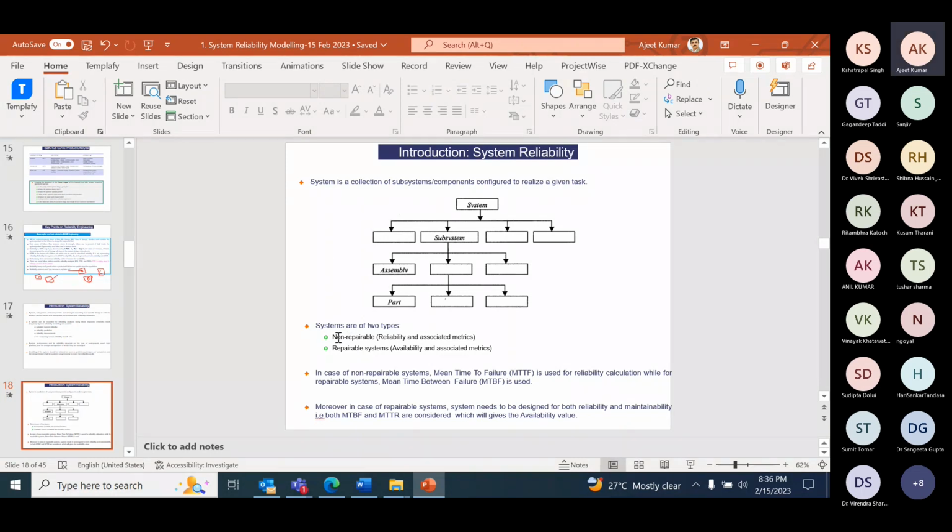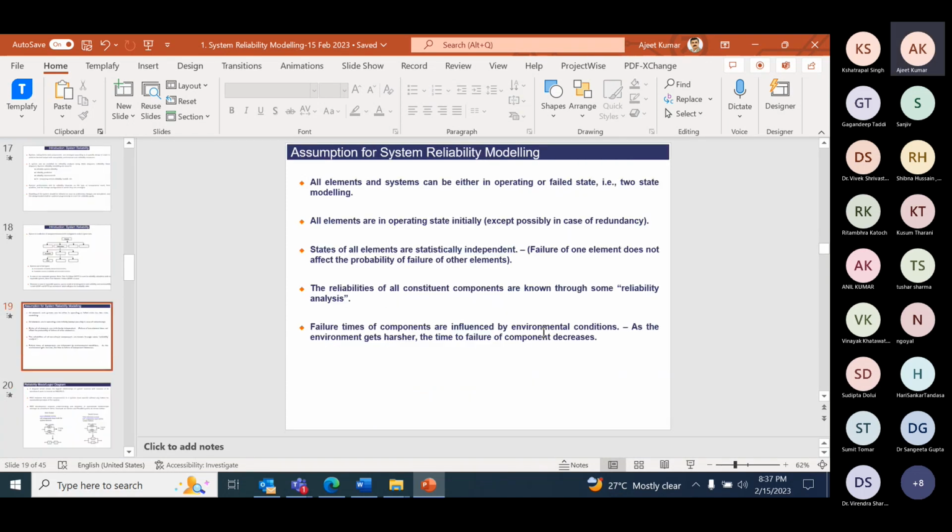There are two types of system: non-repairable and repairable. Non-repairable system means we can't repair it. If it fails, it is failed. We call it no maintenance required. For this we use the MTTF. A repairable system we can repair. If it fails, we can repair it. That's why we use MTBF. It fails, repair, fails, up, down, up, down. Normally during study, we focus more on repairable systems because most systems are repairable, even though we also study non-repairable ones. Okay, that is one thing.